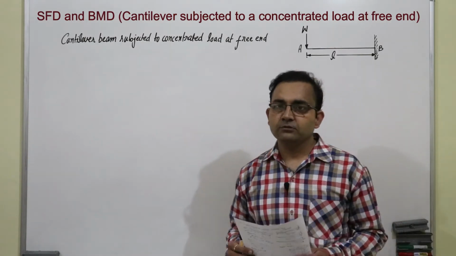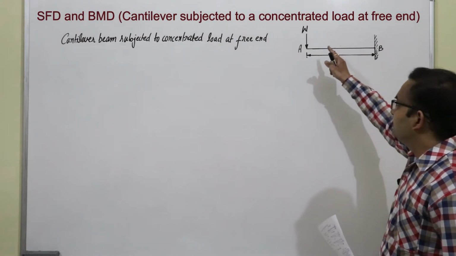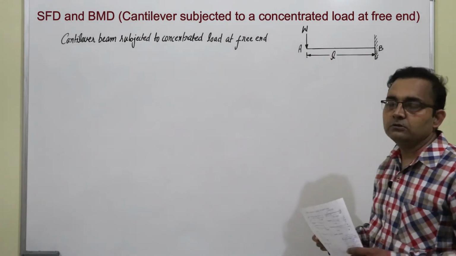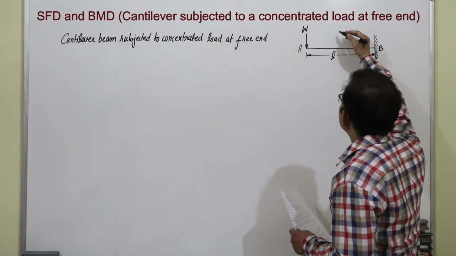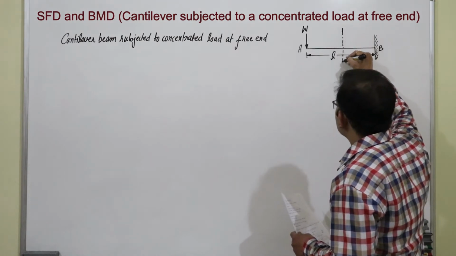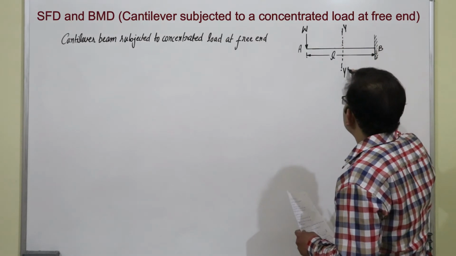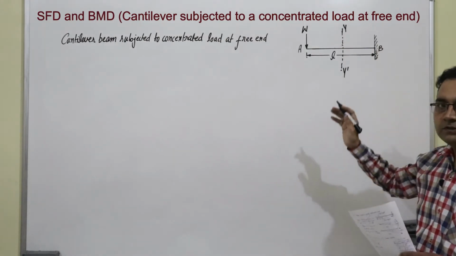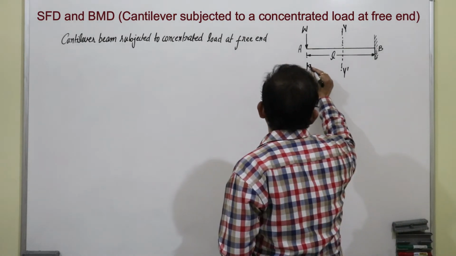Now, we will solve this question. This is a cantilever beam of length L and weight W is applied at the free end. So, what we will do? We will take a section between A and B. This is a section, and we are saying it y dash, and distance of this section from the free end is x.